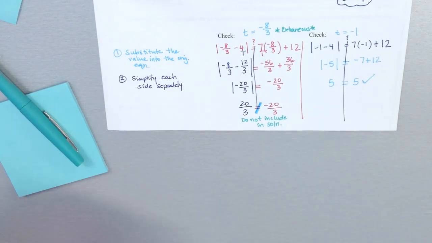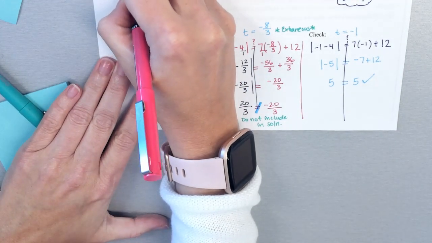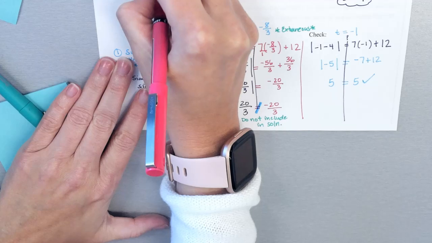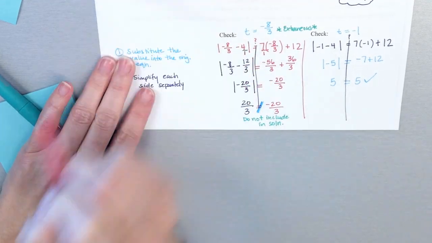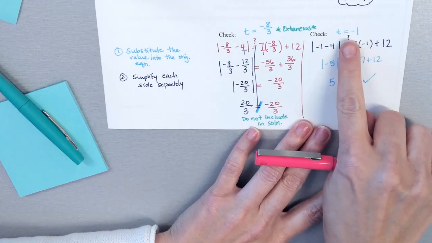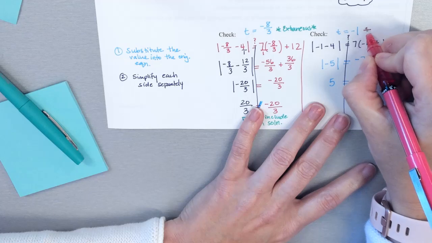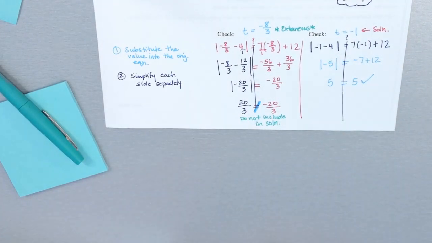So when you're writing your final answer, your solution would be t equals -1. Okay, make sure you don't write 5, right? This is your solution. Because it checked, this is going to be your solution here. Okay?